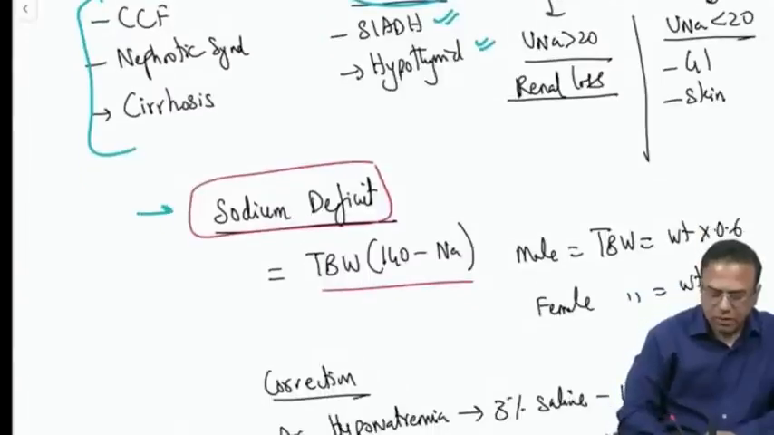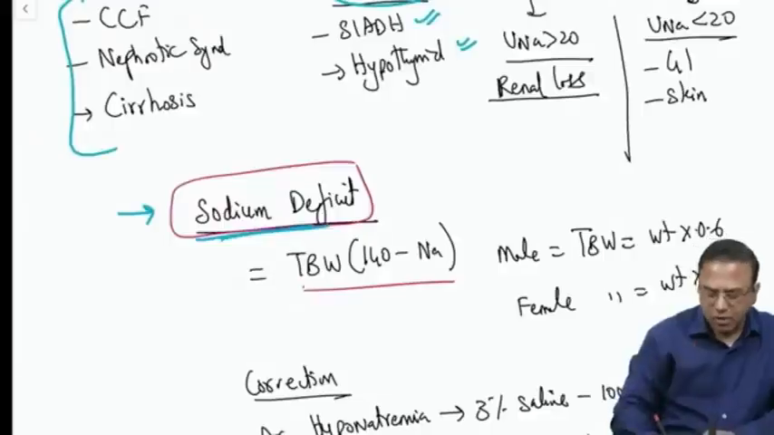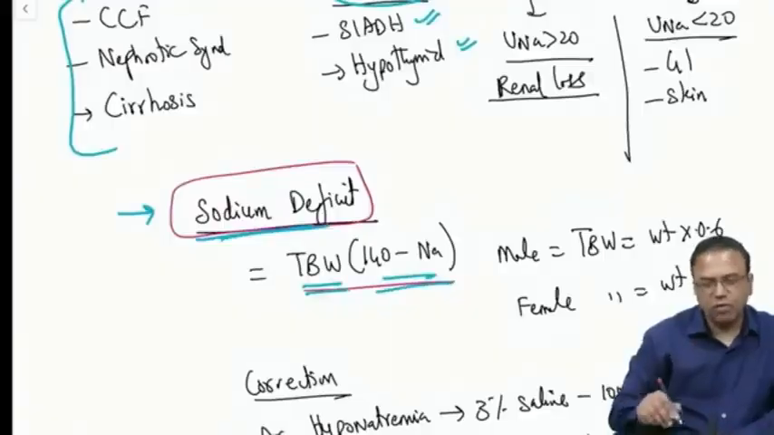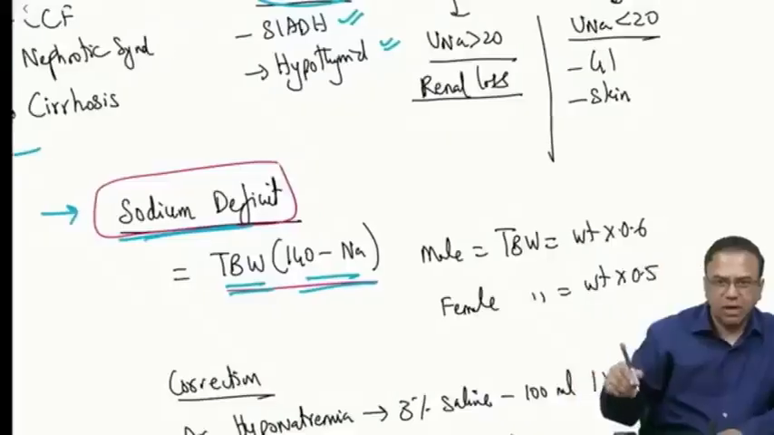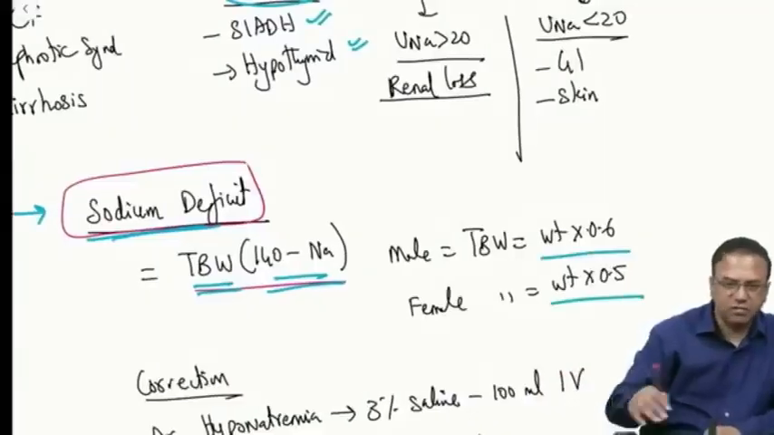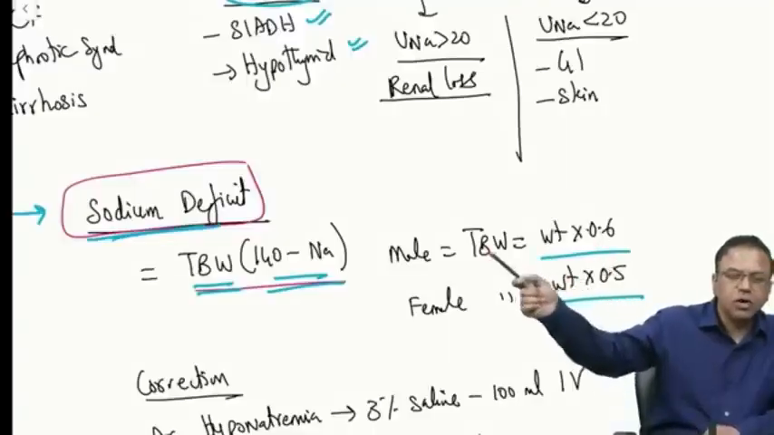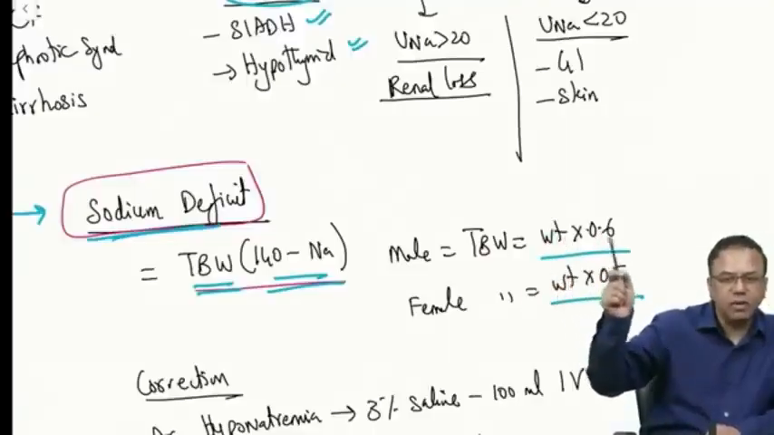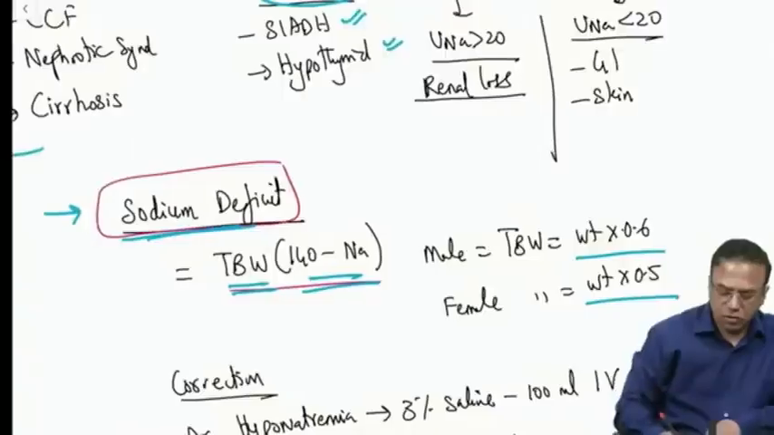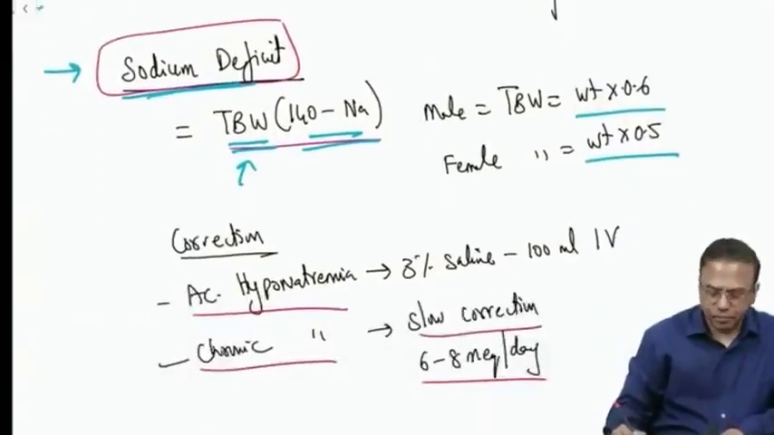When you have a patient with hyponatremia, they'll ask you to calculate the sodium deficit. The formula is total body water times 140 minus sodium. In a male, 60% of the weight is water. So for total body water, we take weight times 0.6 in a male, weight times 0.5 in a female. So you calculate the total body water and multiply by 140 minus sodium.